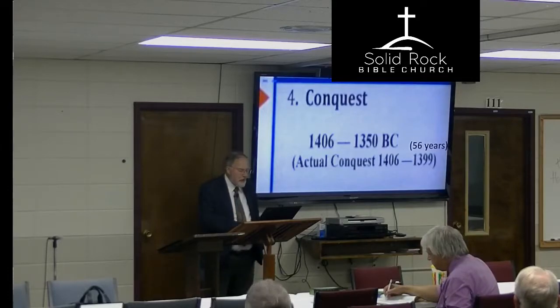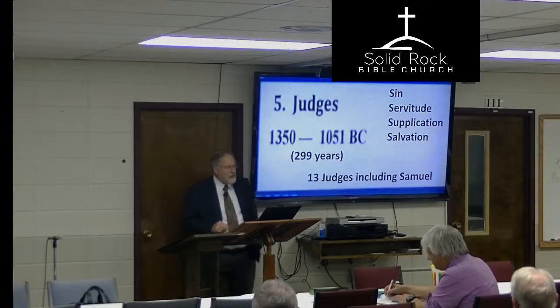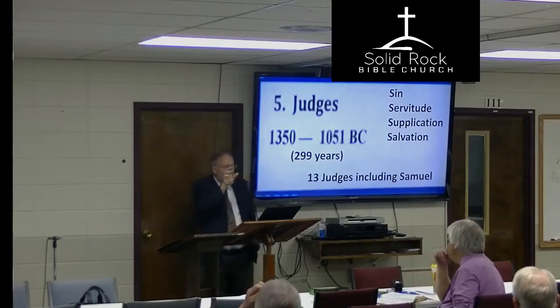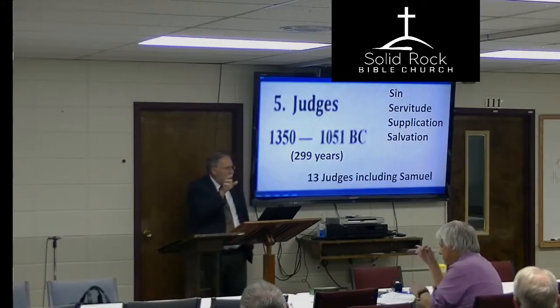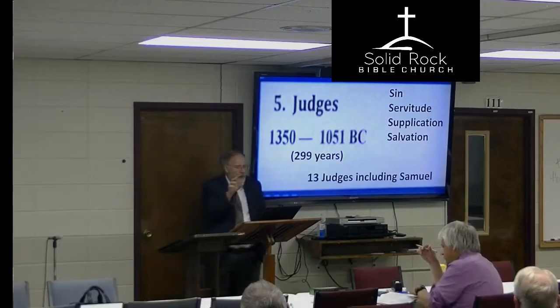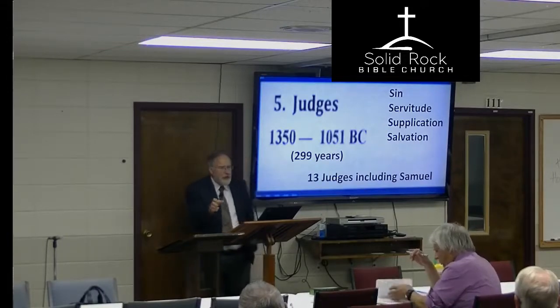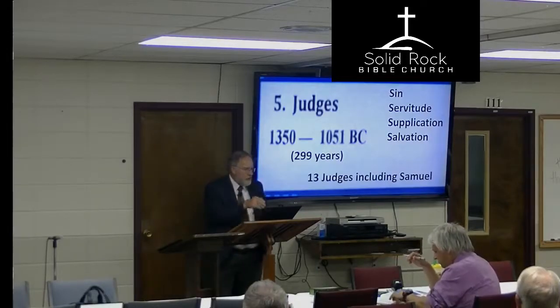Conquest was followed by crisis. And that was the period of the Judges, where there were 7 cycles of sin, servitude, supplication, and salvation. They would sin, and then God would allow their enemies to overpower them, and they would go into servitude, and things would be rough on them. They would be oppressed. They would cry out to God. That's the supplication. They would cry out to God, and He would raise up a deliverer called a judge, and that judge would lead them to victory, and we're just calling that salvation.